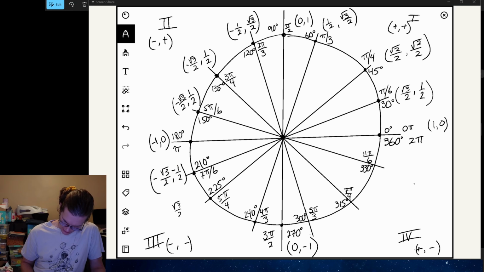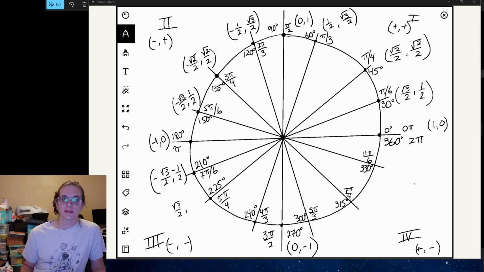Root 3 over 2, oops, I copied this part and I just realized. Be careful, of course, always be careful about that. A big lesson right there, if you're going to copy your reference angle coordinates and then simply add signs, make sure you copy them correctly, because if you don't, then you're going to end up with a mess later.